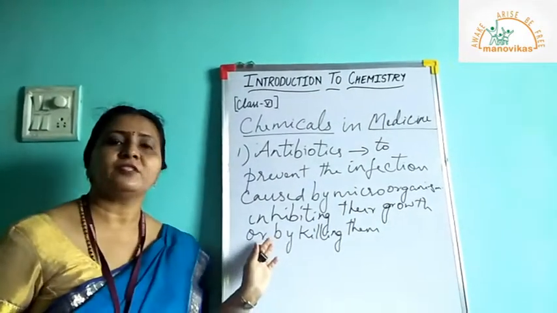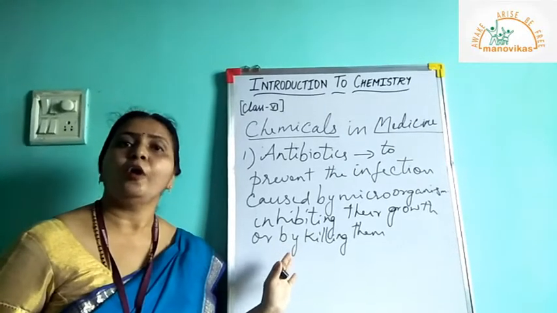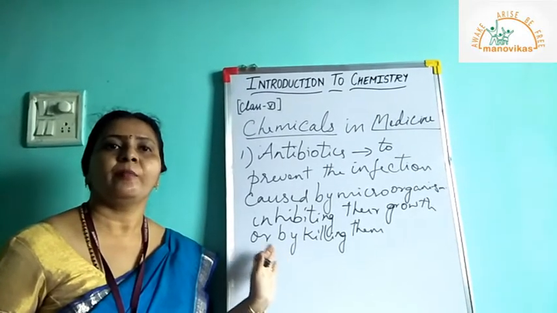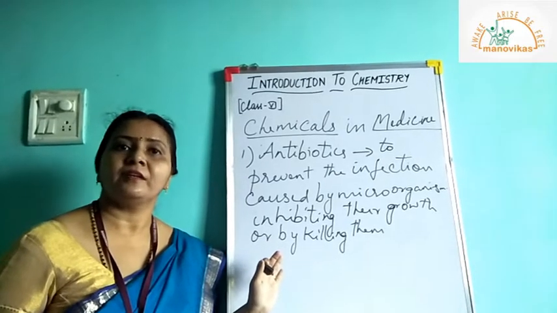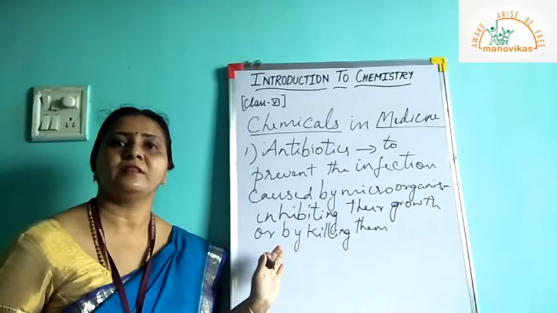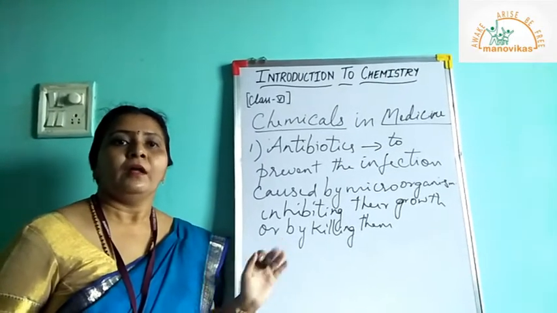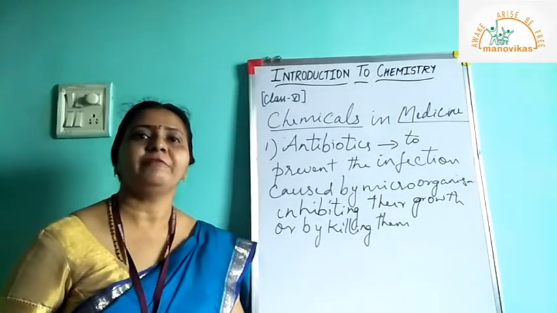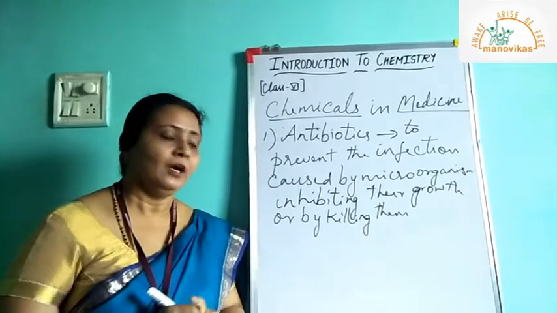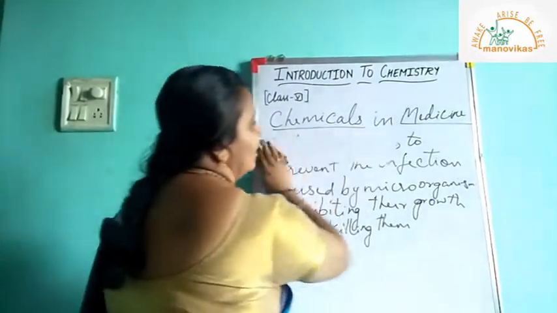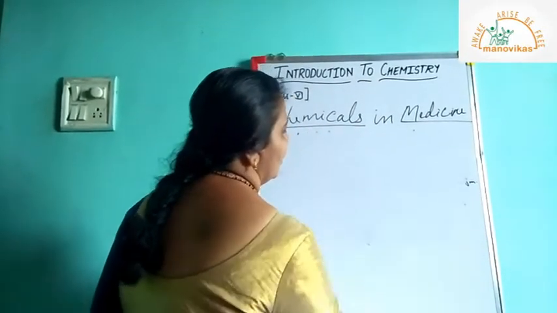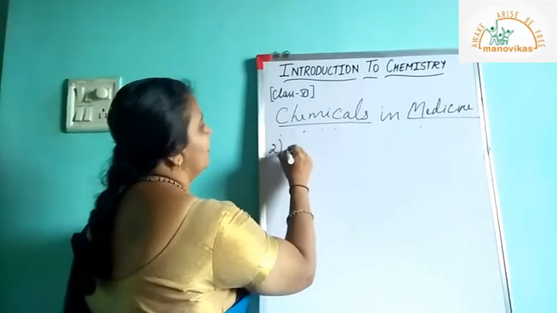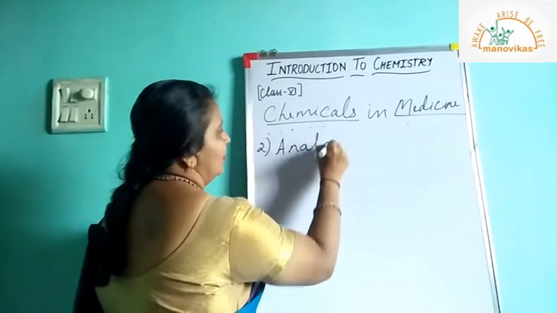Antibiotics can be taken in the form of pills or in the form of injections. Let us see a few examples of antibiotics: penicillin, amoxicillin, streptomycin, etc. Pepper is a good example of a natural antibiotic. Next, let us see analgesics.